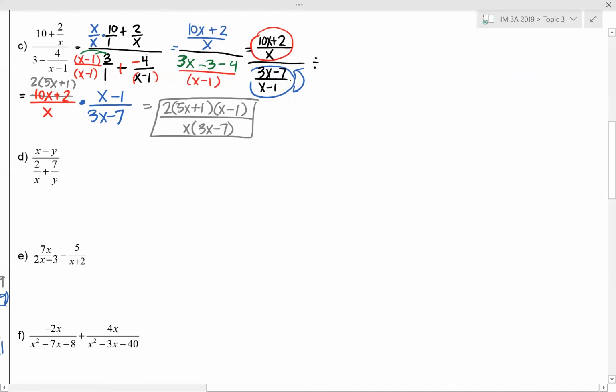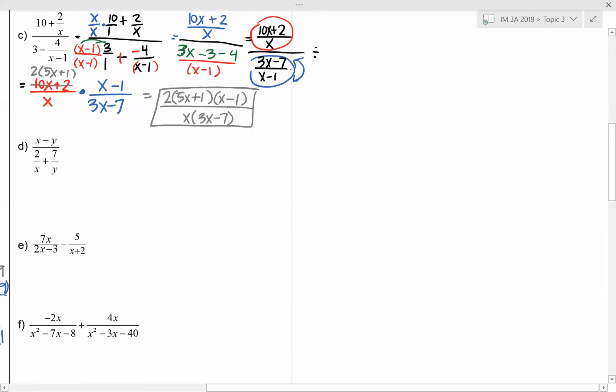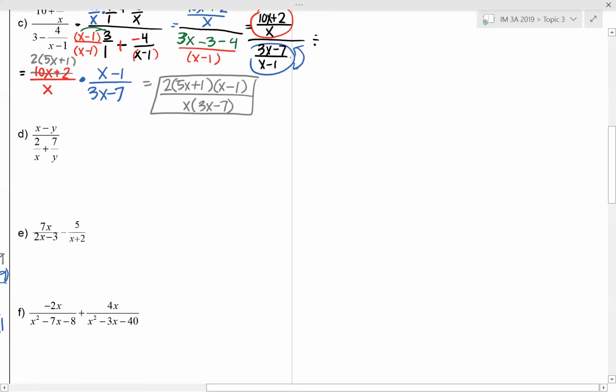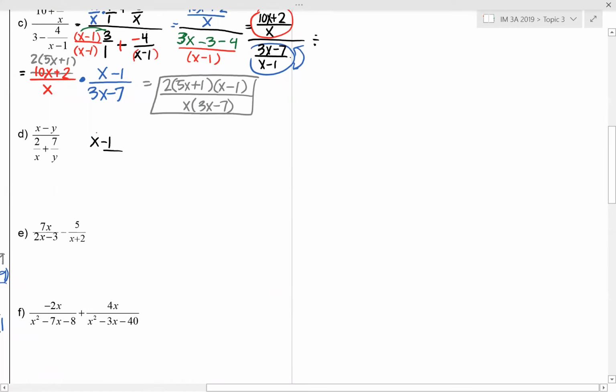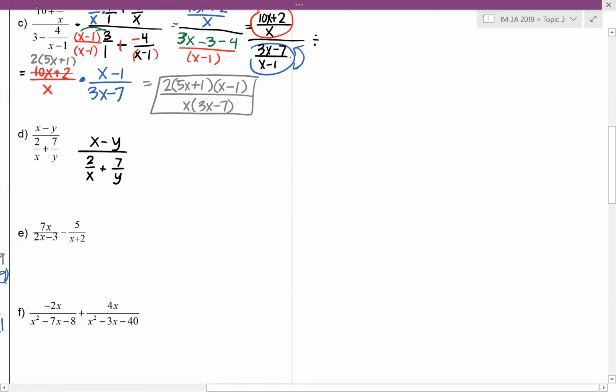Part D is similar to part C, except that our numerator is actually just a single piece. So this x minus y in the numerator, I can't simplify that because there's no fractions, so no denominators, nothing for me to combine. However, 2 over x plus 7 over y, I do need to write that as a single fraction.